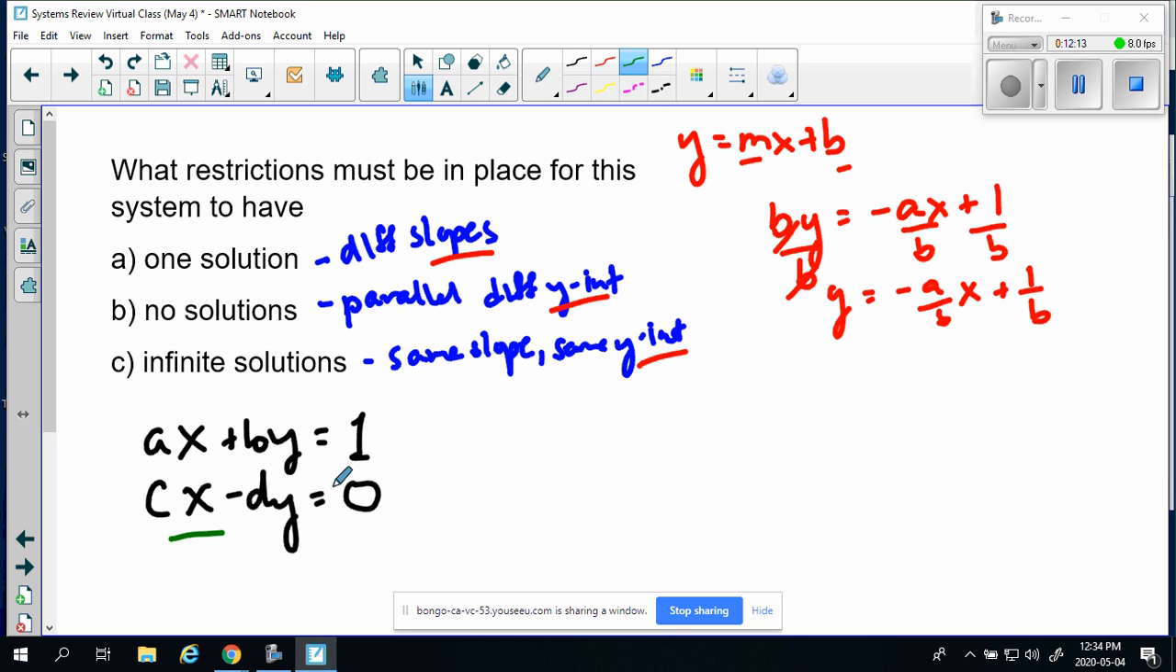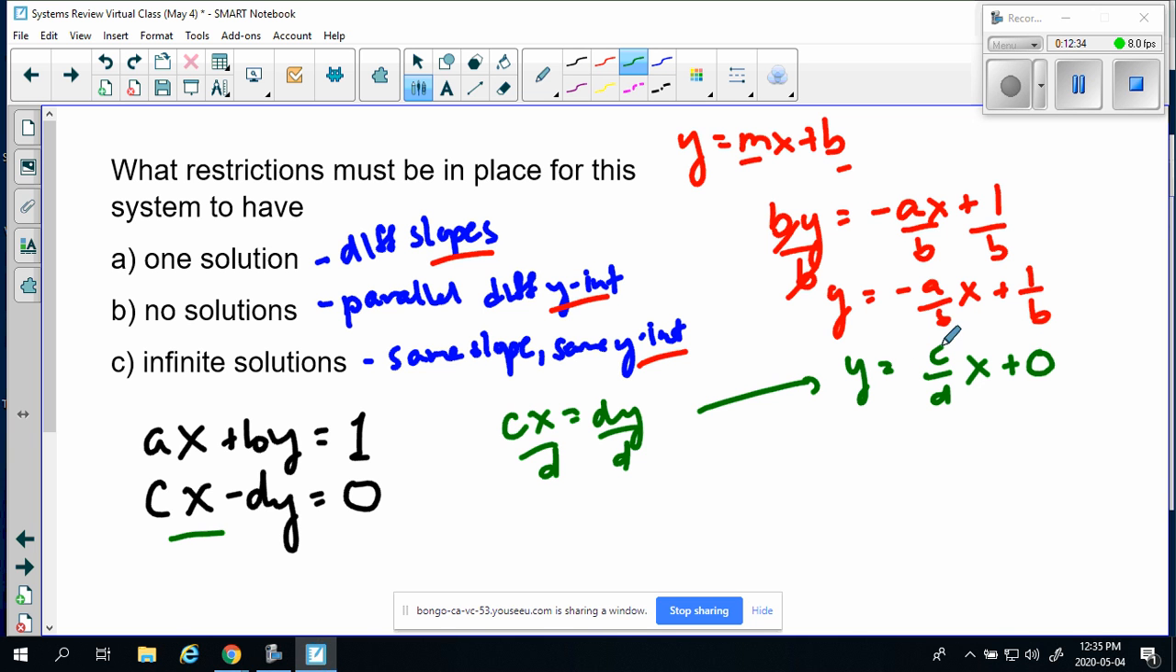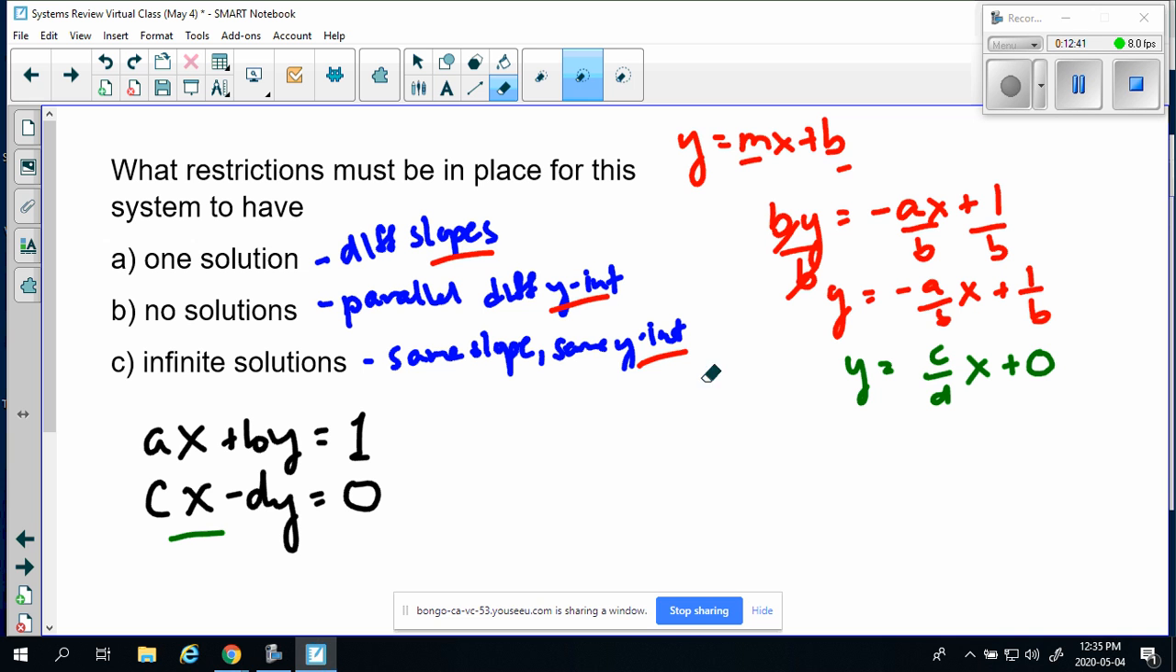What about this equation here? So I'll move the cx over, or maybe I'll move the dy over. So cx is equal to dy. And then I can divide by d to try and figure out what that is. So y is equal to c over d x plus, well, nothing, I guess. I'm just going to put a 0 there as a placeholder, for the sake of argument. And I'm just going to erase this to make it cleaner.